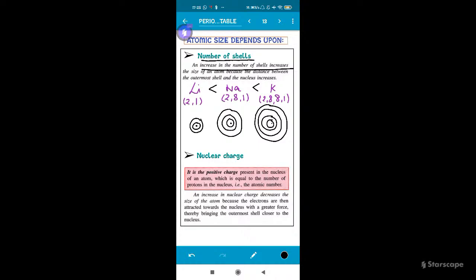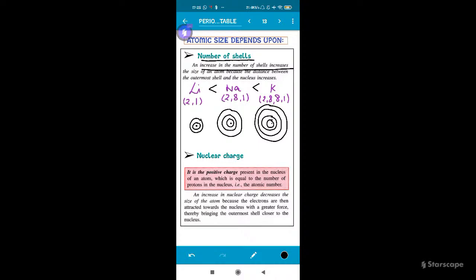Now what is the nuclear charge? As the name suggests, it is the charge through which the nucleus will pull the electrons towards itself. Why? Because the electrons are negatively charged, and the nucleus is actually made up of protons and neutrons, and neutrons have no charge, you know about this. So the protons, which are positively charged, will attract the electrons towards itself.